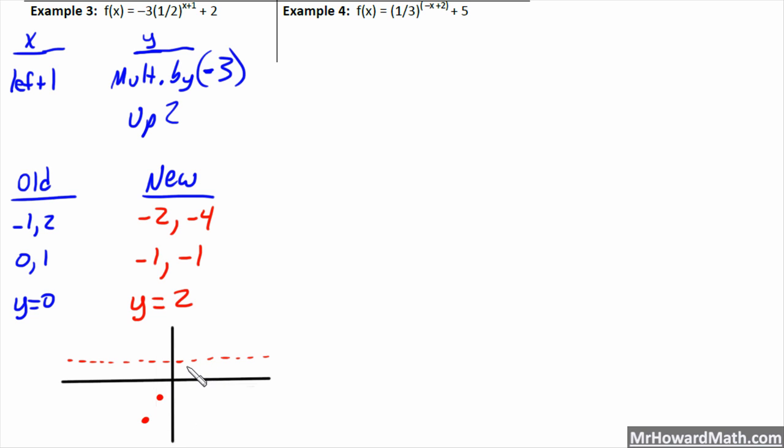And normally it would have been going like this, right? But the multiplying by that negative makes the y's opposite, so it flips it and makes it go like this.